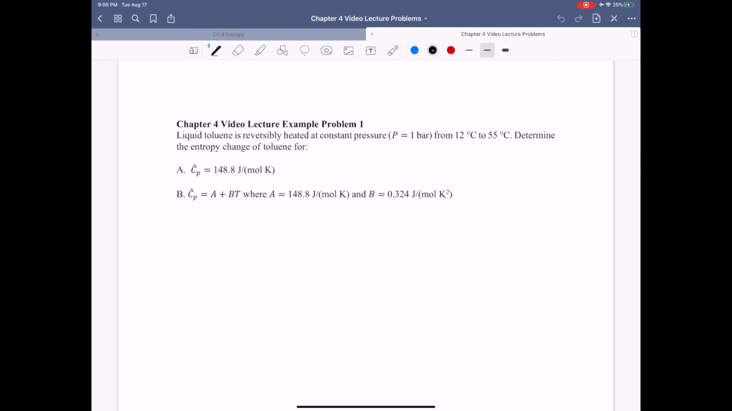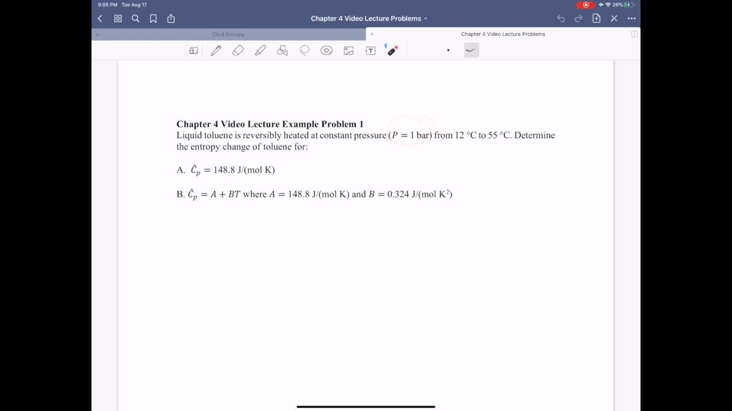To start developing some intuition about the second law of thermodynamics and entropy, we're going to work through a short example problem. In this example problem, what we're looking at is liquid toluene that's being reversibly heated from 12 degrees Celsius to 55 degrees Celsius at a constant pressure of 1 bar.